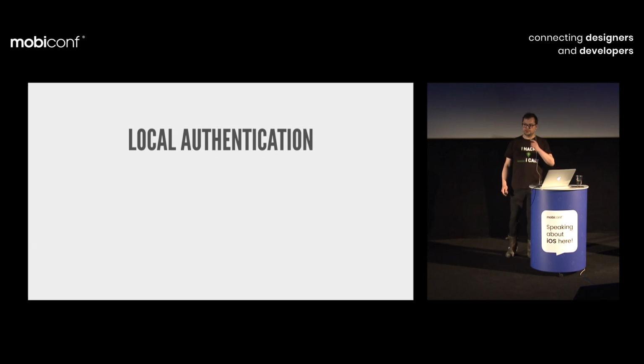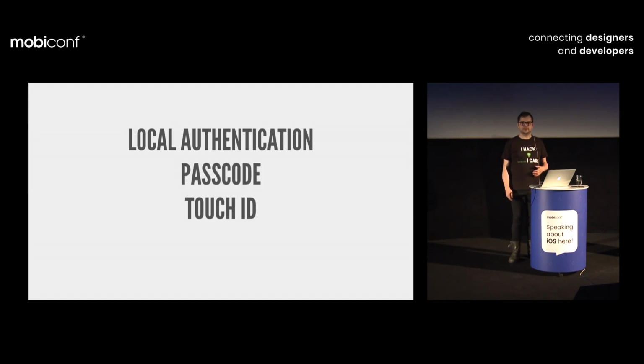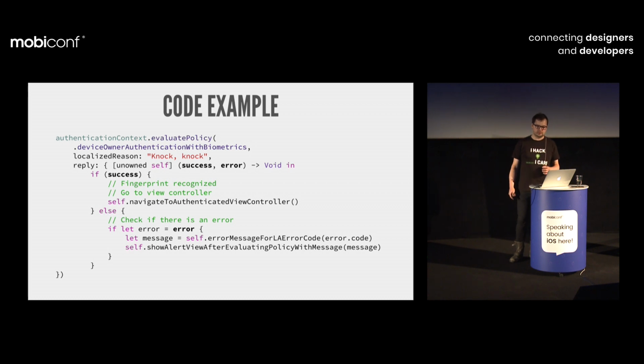Another interesting technology in iOS is local authentication. So as a developer, you can make use of the passcode or biometric identification like Touch ID or Face ID. And, well, let's look at the code example. You just create an authentication context and do some boilerplate, and effectively you can provide a callback function which accepts two parameters, success and error.